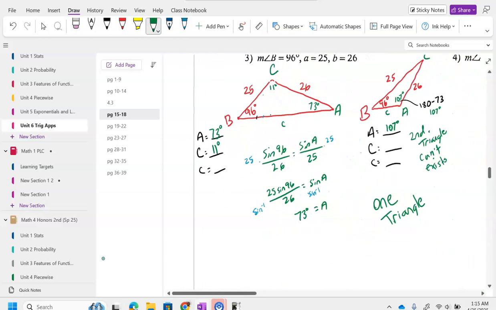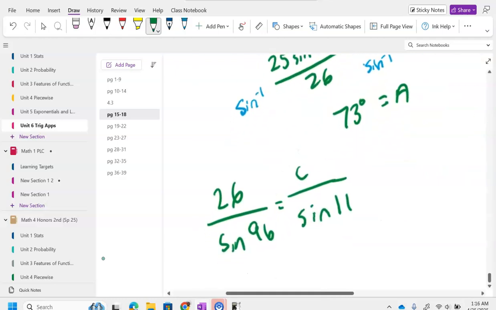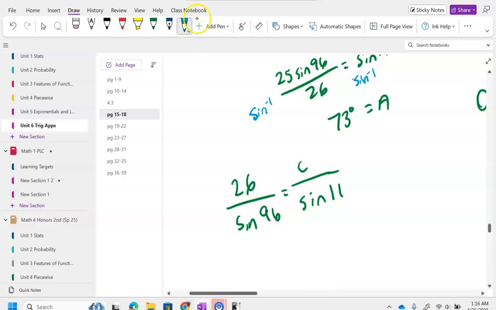Okay, now that I know 11 degrees on top, I can now find lowercase c on the bottom. So I'm going to set up a law of sines using what I already know. So 96 and 26, you always start with what was given originally, because that's the most exact you can be. Lowercase c on top and then angle C at the bottom. And then we're just going to solve. So we're going to multiply both sides by the sine of 11.